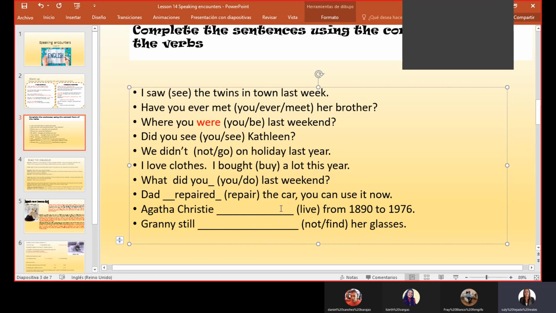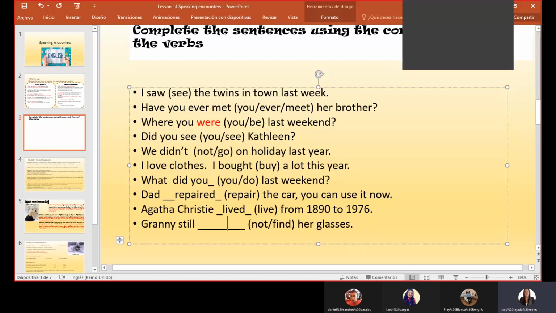Very good. Agatha Christie lived, lived, from leave, with ED, from 1890 to 1976. Very good, Daniel. Annie still didn't find her glasses. Yes.